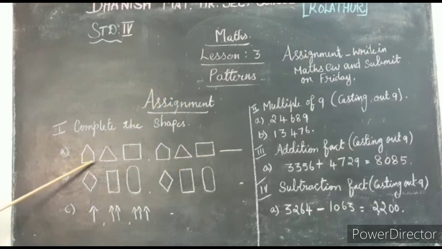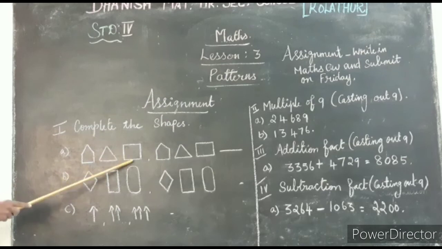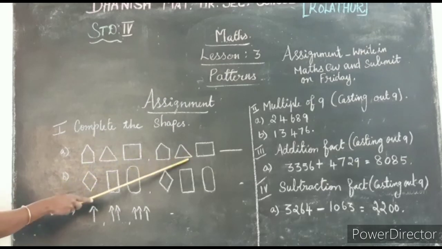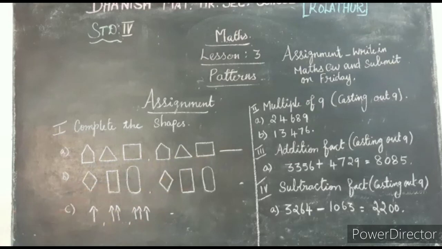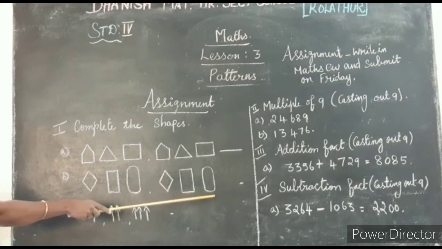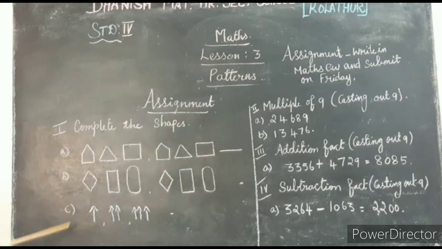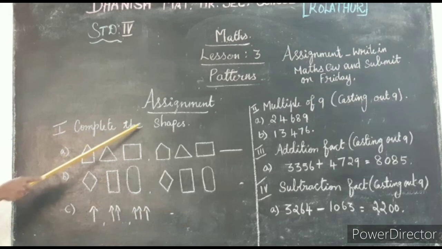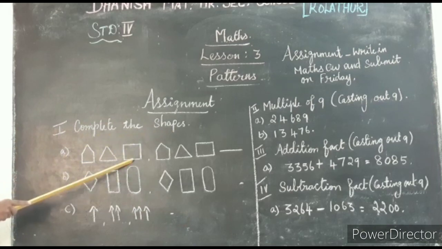So, here, pentagon, triangle, square. Again, pentagon, triangle, square, and complete the answer. B sum, diamond, rectangle, oval. Diamond, rectangle, oval. Complete the shapes. C sum, here they give one arrow, then two arrow, then three arrow. Then complete the shapes. So, Roman number 1 is complete the shapes. So, you should draw the picture and complete the shapes.